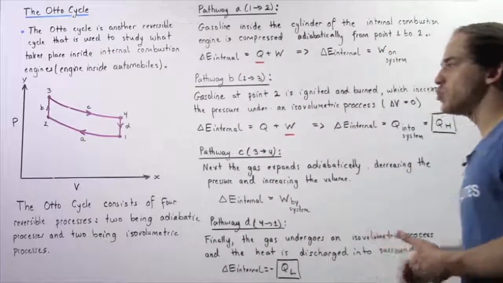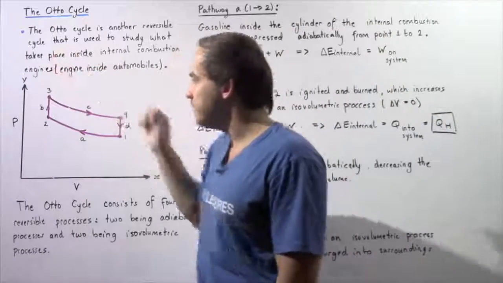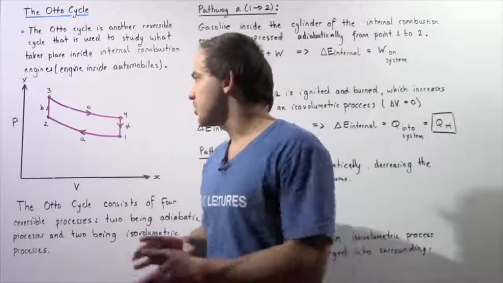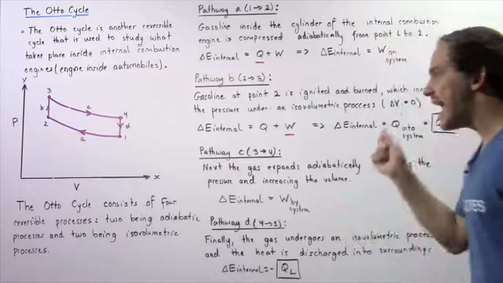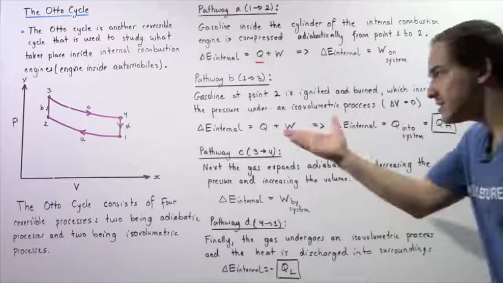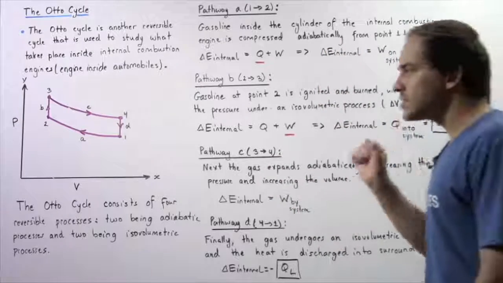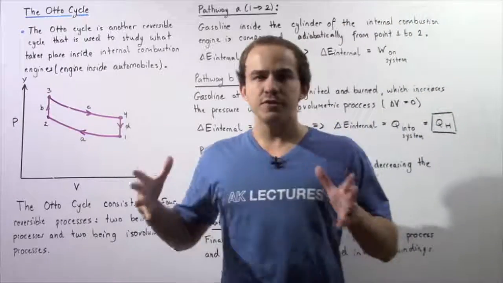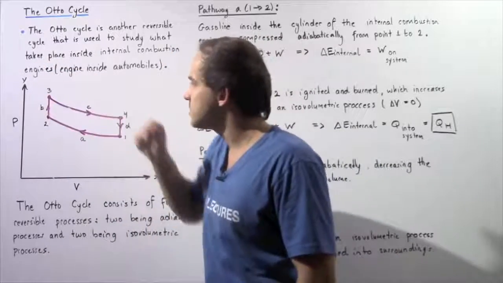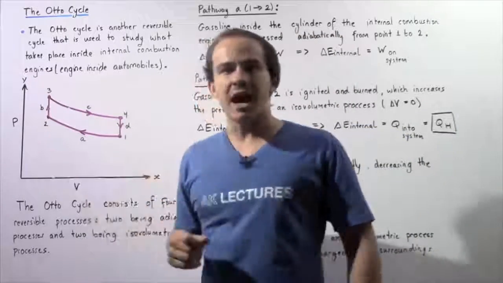Now, let's move on to process 2. Process 2 is depicted by pathway B. We begin at position 2 and end at position 3. The gasoline at point 2 is ignited and burned, which increases the pressure under an isochoric process. Isochoric means the change in volume during this process as we go from position 2 to position 3 is 0. So our volume remains constant.